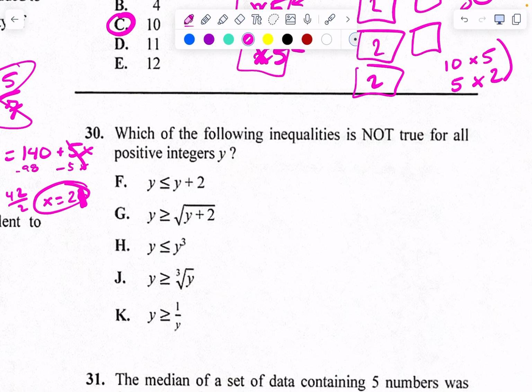Okay, let's do a couple more and then we'll stop. Which of the following inequalities is not true for positive integers y? Y has to be positive. It's not K. It's not J. It's not H. I don't know. I'm just going to plug some numbers in. Let's go with 7.